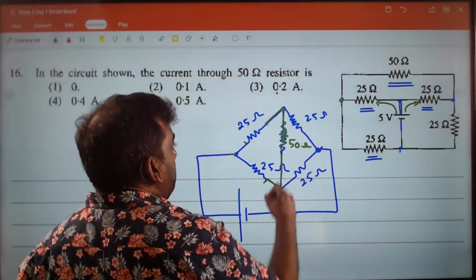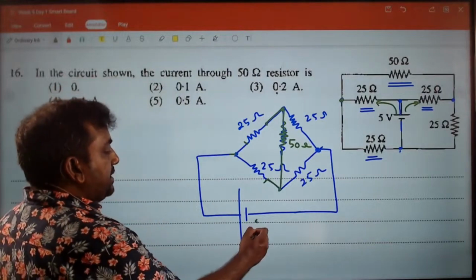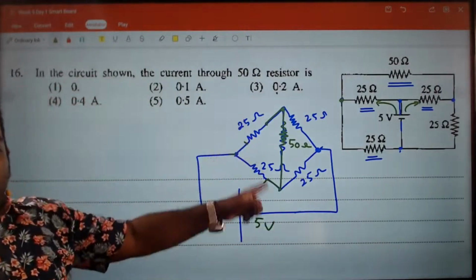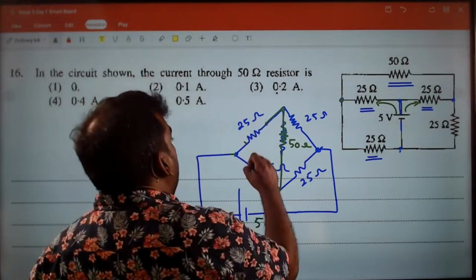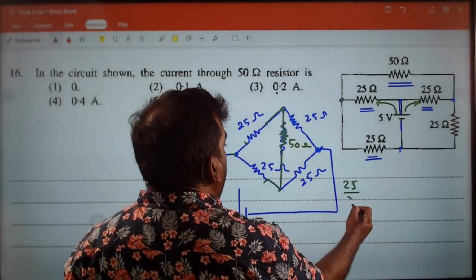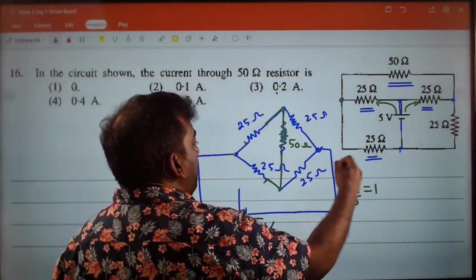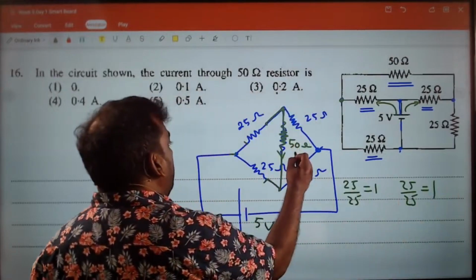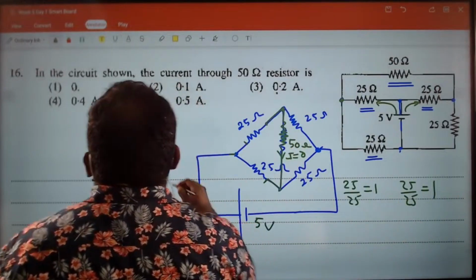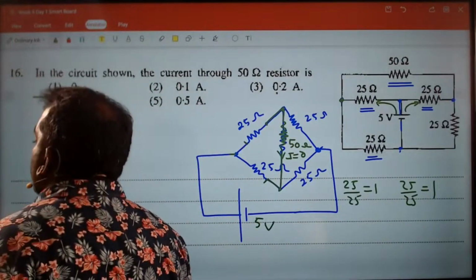Tell me, what kind of bridge is this? Wheatstone bridge. 25 divided by 25 is 1, here 25 divided by 25 is 1. What's the current through the 50 ohm? 0. Zero current, answer number 1.